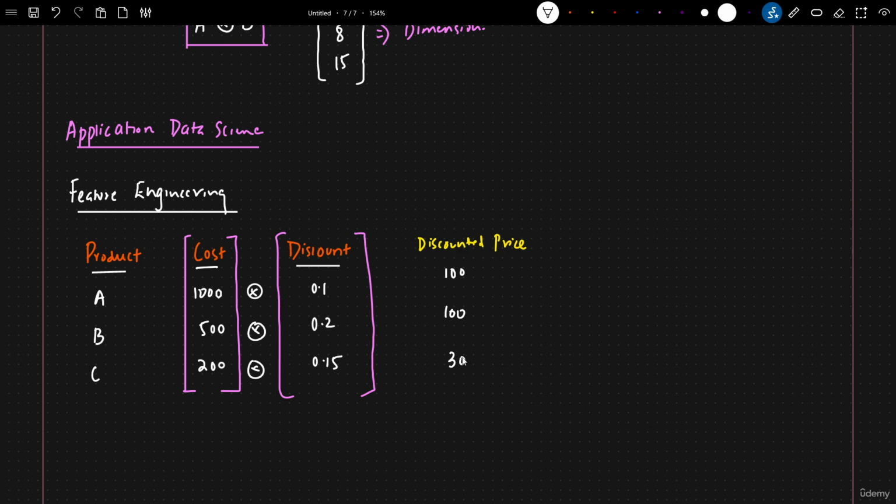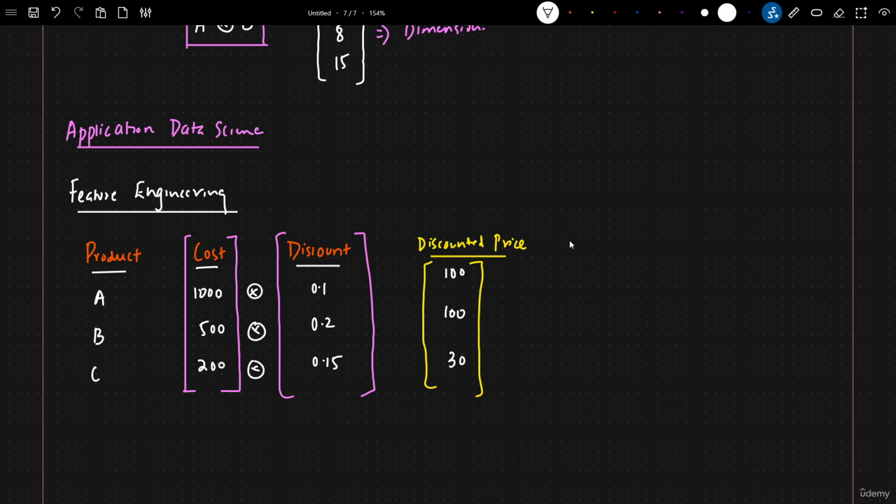So just by seeing this, you are able to understand how this entire multiplication is specifically happening, right? And this is my discounted price. Now here you can see that I have created the same dimension by just doing this element-wise operation, right? And through this, in feature engineering, we have created a new feature.